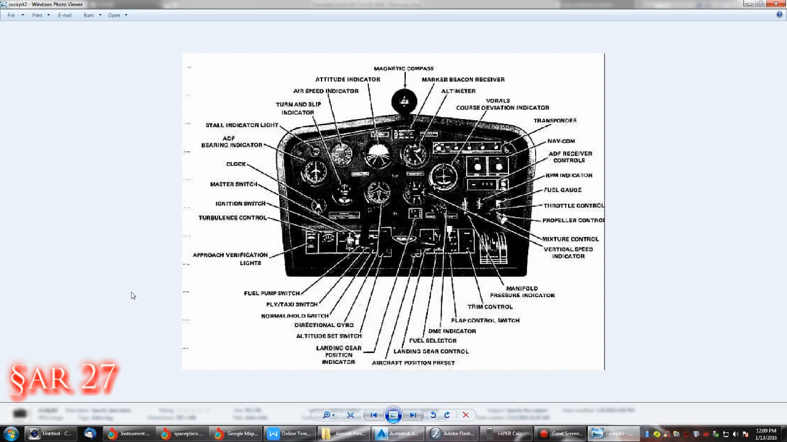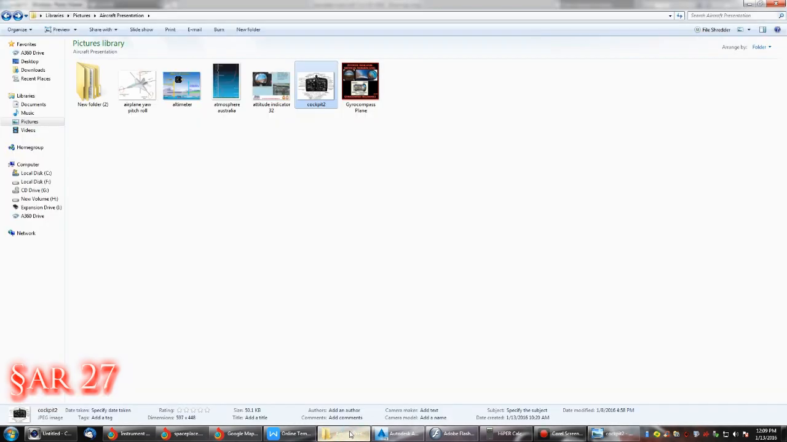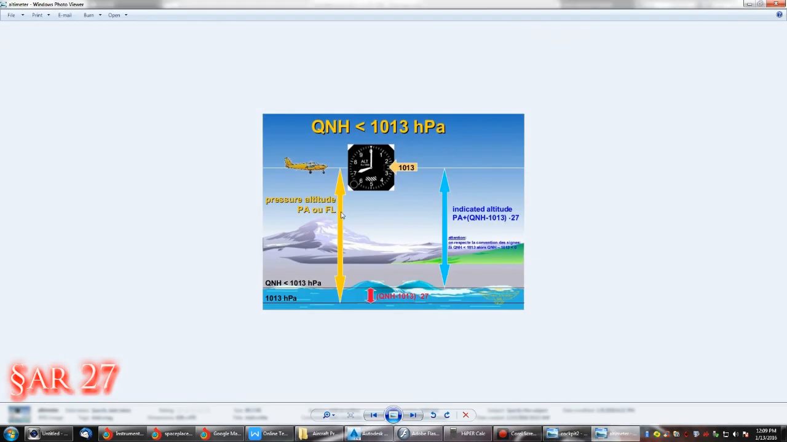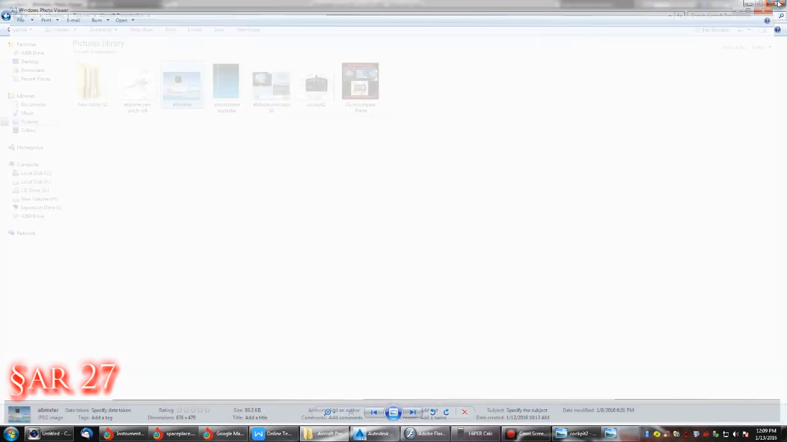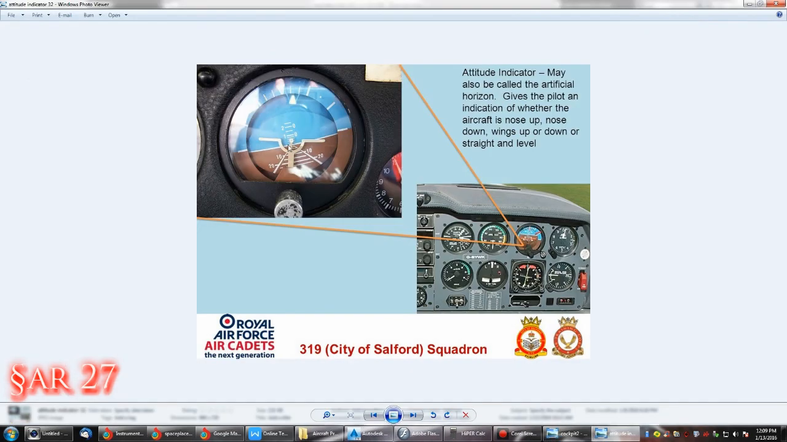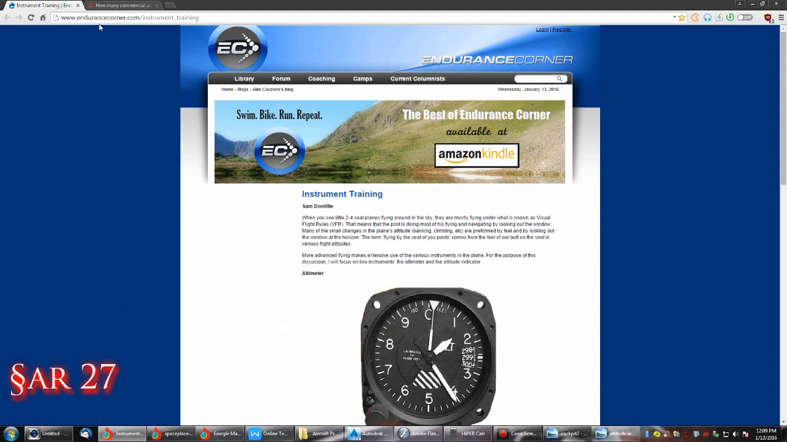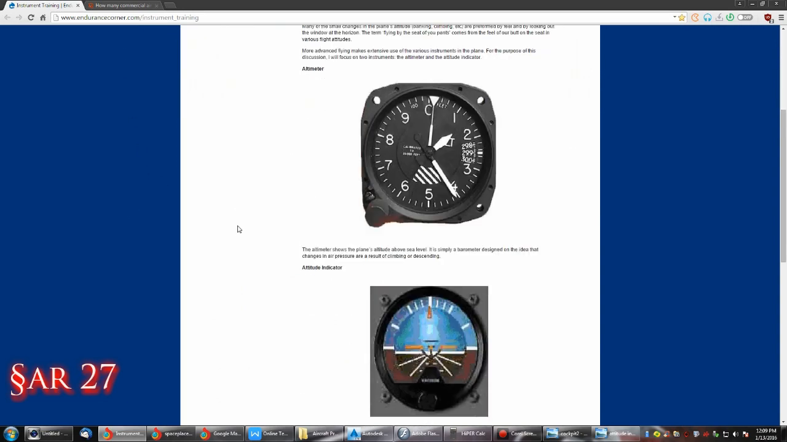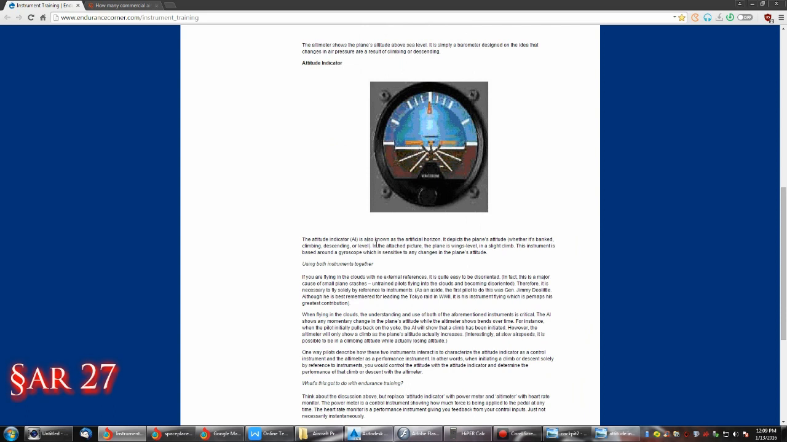I really do. Now, when I come back here and I show you how this works, is that the altimeter, it keeps the altitude of the aircraft. It shows that it's always maintaining that altitude. And then you have the attitude indicator, which is a artificial horizon. And here is another website that explains it, theendurancecorner.com, instrument training, that the attitude indicator is also known as a artificial horizon. It depicts the plane's attitude, whether it's banked, climbing, descending, or level.